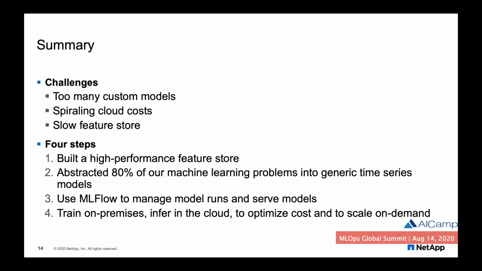We built a high-performance feature store in partnership with a company called Iguazio. We abstracted, I'd say, about 80% of our machine learning problems into generalized models that are time series based and that have 5 primitives attached to them. We use MLflow to manage all our model runs and serve models. That's worked out very well. I should point out, we're also looking at something called Seldon Core as we migrate some of this to a Kubernetes environment. And the last thing is to greatly reduce the cost. We do all our training on premises because that's very cost effective. It runs very often. And we do all the inference on demand in the cloud.